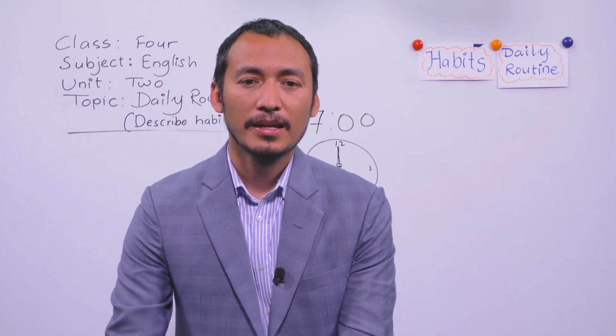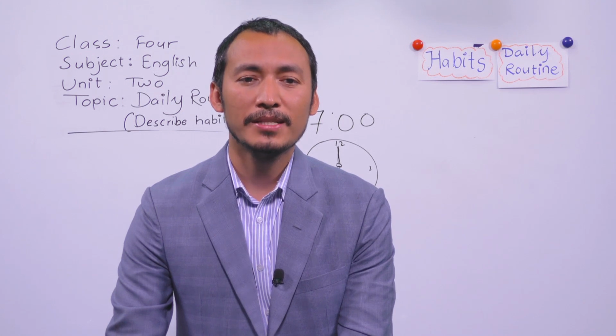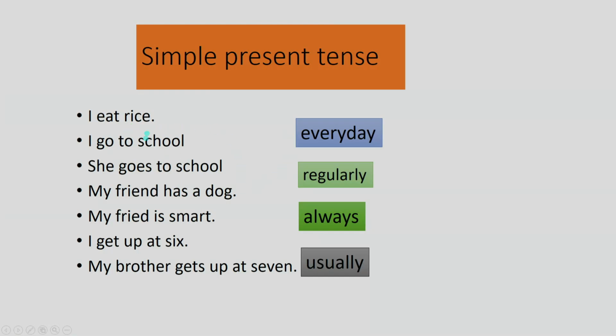Okay, another clue for you is you have to use simple present tense for these daily activities, right? For example, I eat rice, I go to school. You can add time adverbs like every day, regularly, always, usually. You can add them at the end or in the beginning. For example, I eat rice every day, I go to school every day, she goes to school regularly. My friend has a dog, my friend is always smart. I get up at 6, or I always get up at 6. Or my brother usually gets up at 7. You can put these adverbs with these sentences.